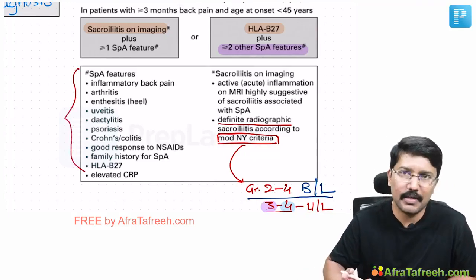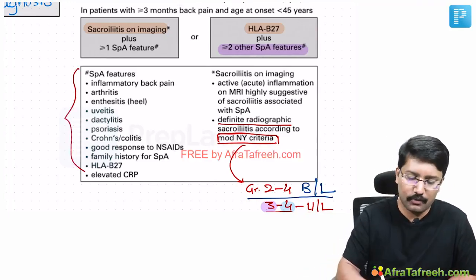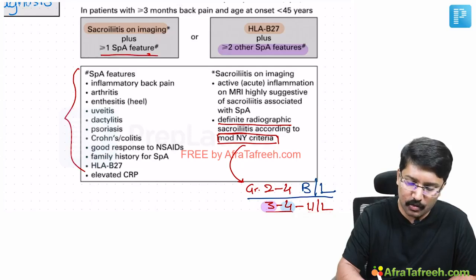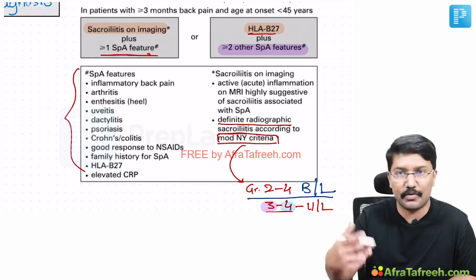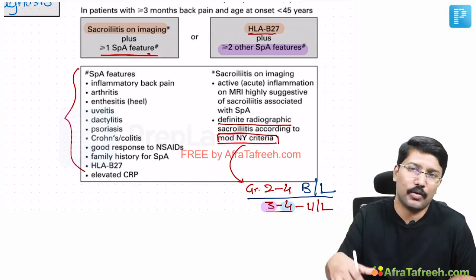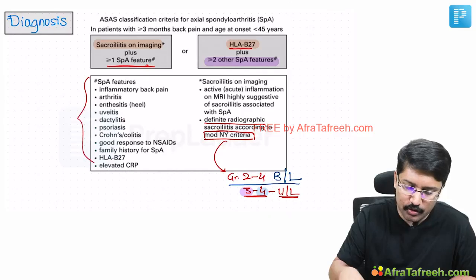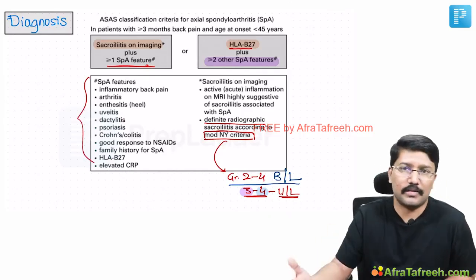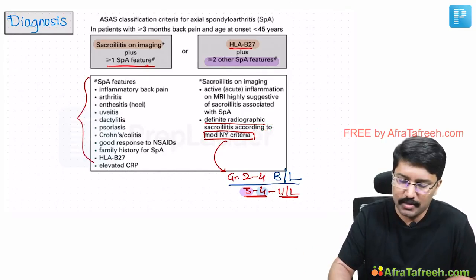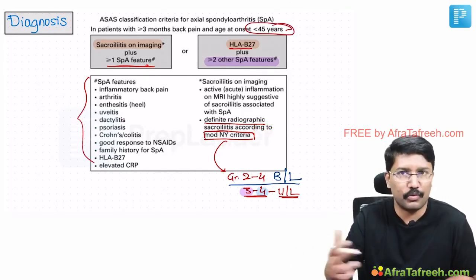If it is definitive radiological evidence, then we need only one of them to be present. But when we talk about relying on the HLA instead of radiological evidence, we need 2 of the spondyloarthritis features to classify the case as axial spondyloarthritis according to ASAS classification criteria. Okay, so age is something that is very, very important for us to note before we move on.